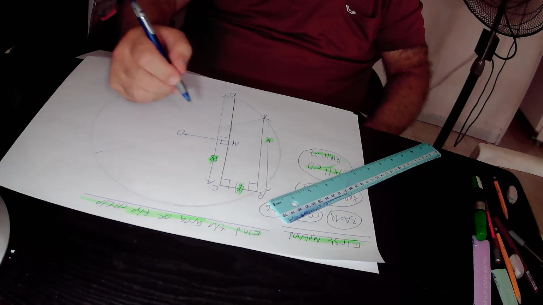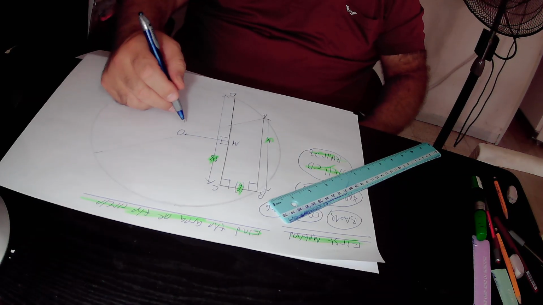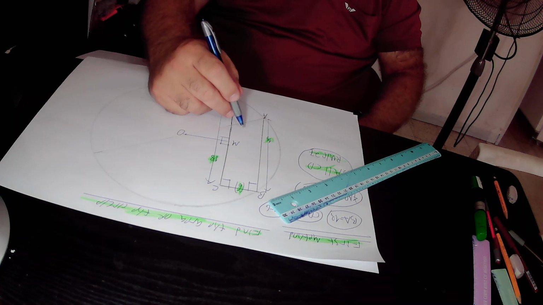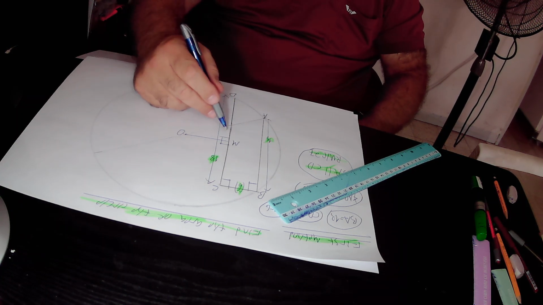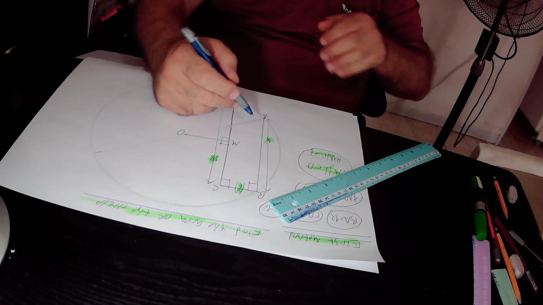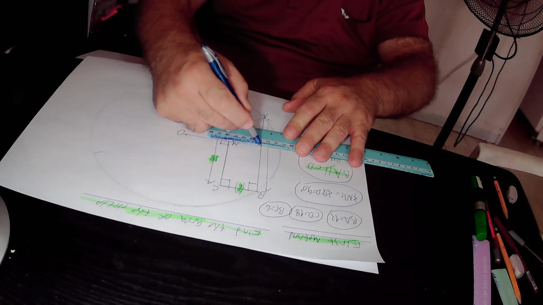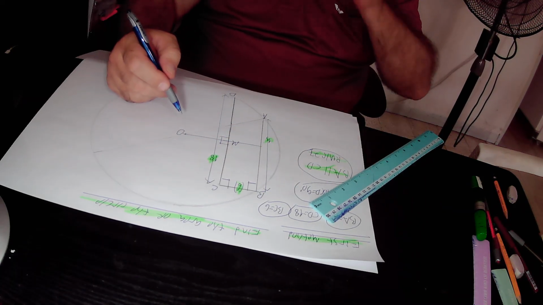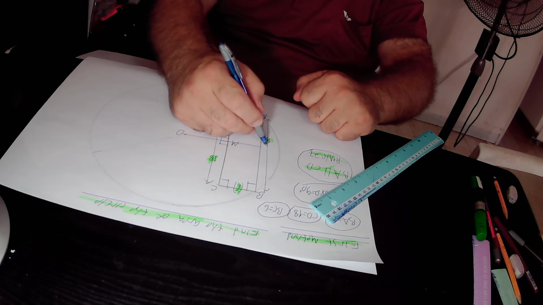In the next step, we will extend the perpendicular OM by a straight line until it touches chord BA. And we will define the touching point of the extended perpendicular OM with chord BA. This point is point N.